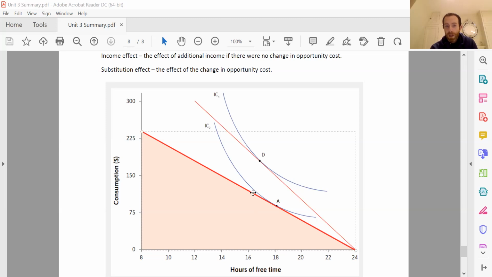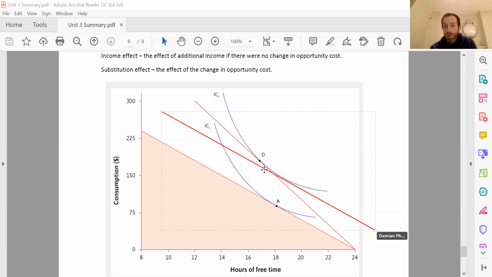So what we do is take the current feasible frontier, the current budget constraint, and we shift this up so that we get to the new indifference curve. Where would we be? What would the person choose?